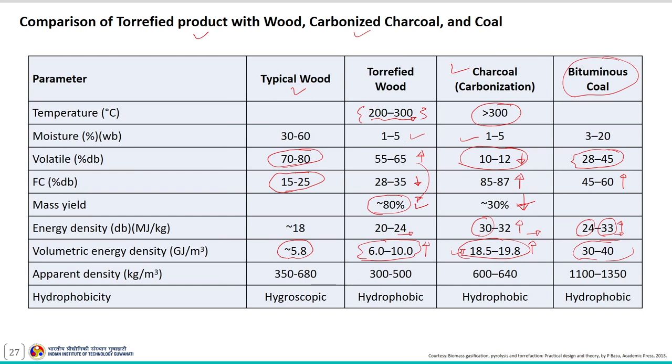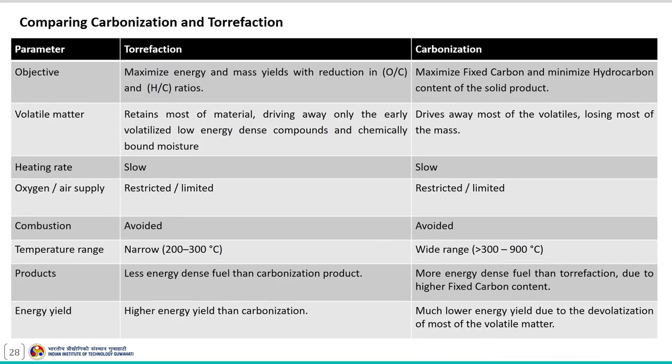And the remaining properties are more or less similar in case of the torrefied and the charcoal produced by the carbonization process. And this last table compares the carbonization and the torrefaction process. The main objective of the torrefaction process is to maximize the energy and the mass yield with reduction in the O by C and the H by C ratio, whereas the objective of the carbonization process is to maximize the fixed carbon content and minimize the hydrocarbon content in the solid product.